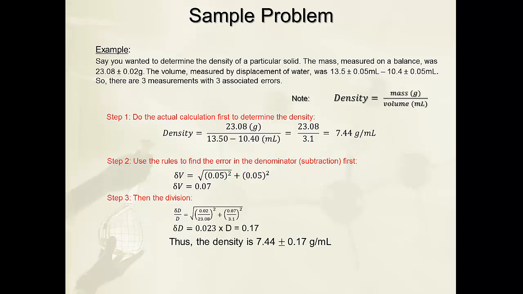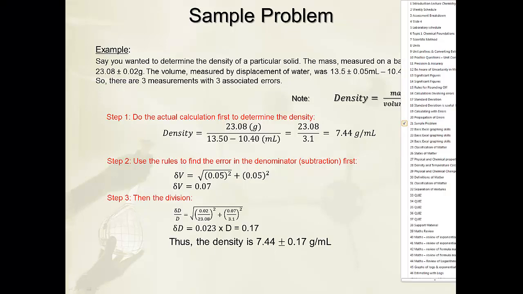Here's an example. Now, this is a bit of a tricky one because we're having a look now at the density of a particular solid. Now, imagine we've measured the volume of a solid. So volume is how much space something takes up.